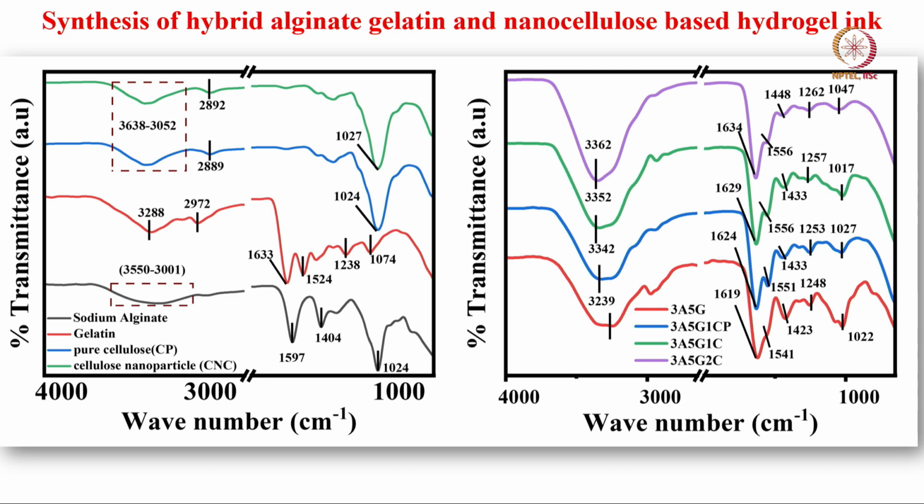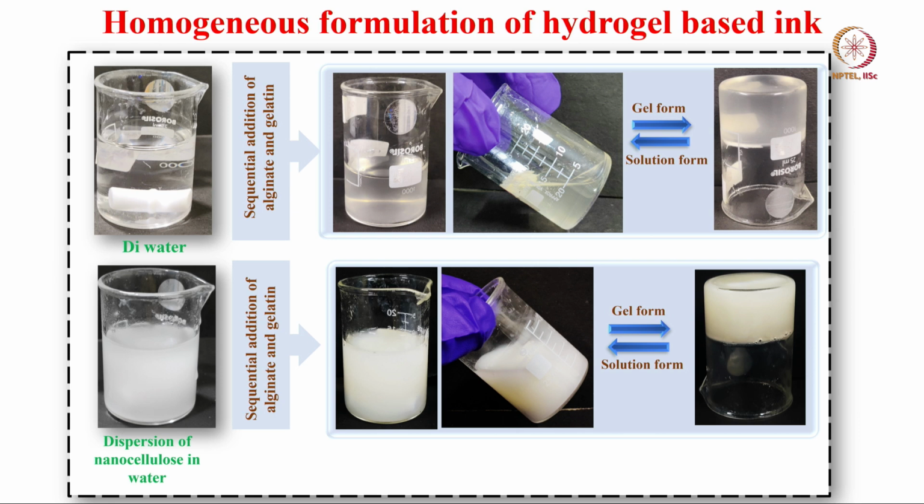When you produce this kind of hybrid alginate gelatin and nanocellulose hydrogel ink, we have done a lot of spectroscopic study, and using this we have shown how the OH minus, the hydroxyl ion, IR band also evolves and its intensity also changes. In these IR spectra, you can very clearly notice the characteristic IR bands that evolve. So, before I show you more results, I would like to emphasize once again that homogeneous formulation of the hydrogel based ink is very important.